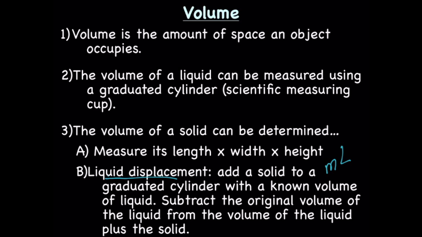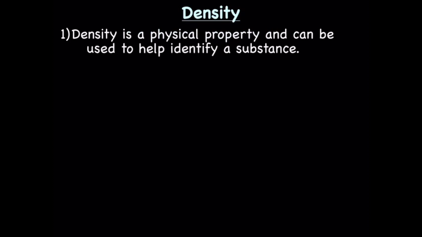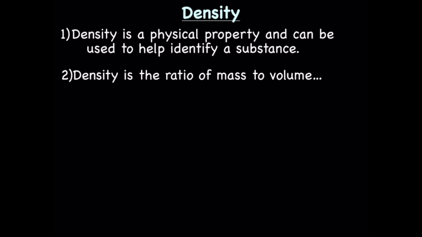Next up is density. Density, the whole point of the lecture. So density is a physical property, and it can be used to help identify a substance. So different substances have different densities. Okay, so styrofoam has a very different density than, let's say, a piece of wood or a block of marble or something like that.